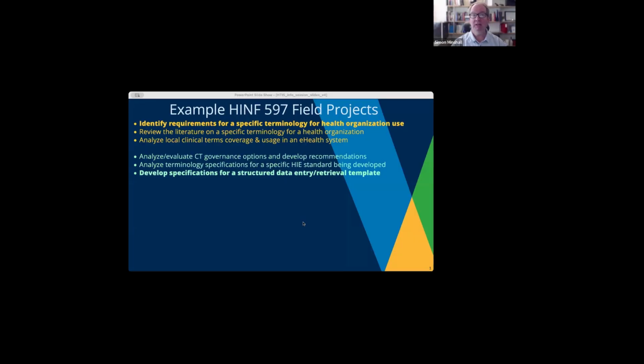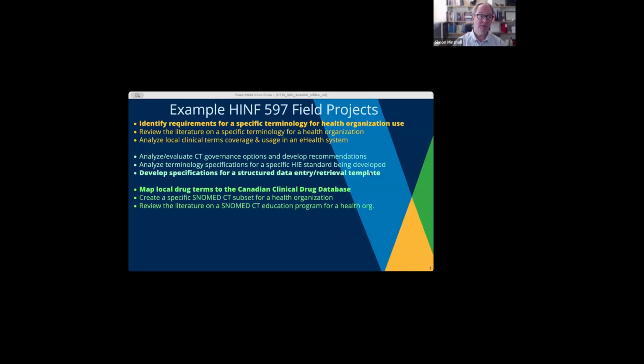Another example is to dive more deeply into using a particular standard, you might develop specifications for a structured data entry or retrieval template for a form or a survey or a questionnaire. And you'll learn through the program there are many methods of doing that that you could easily dive into and do something a little bit more technical.